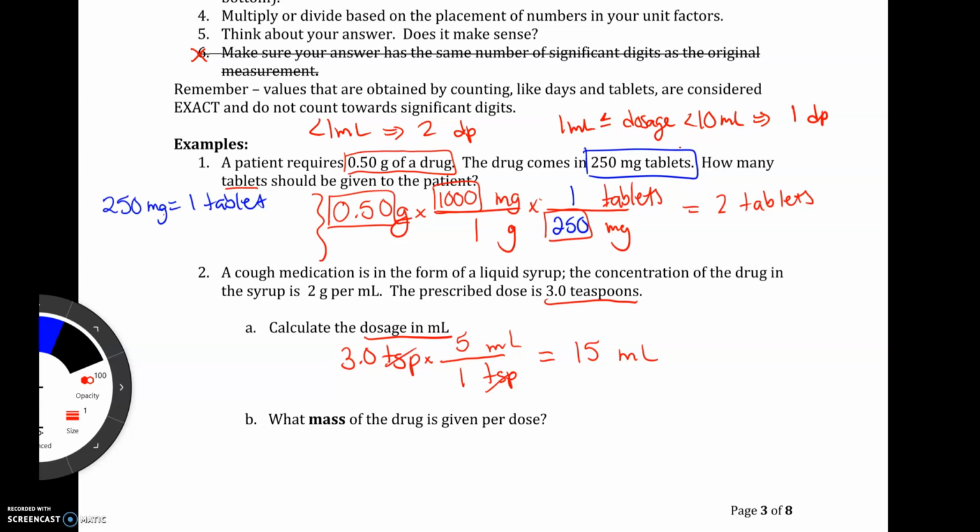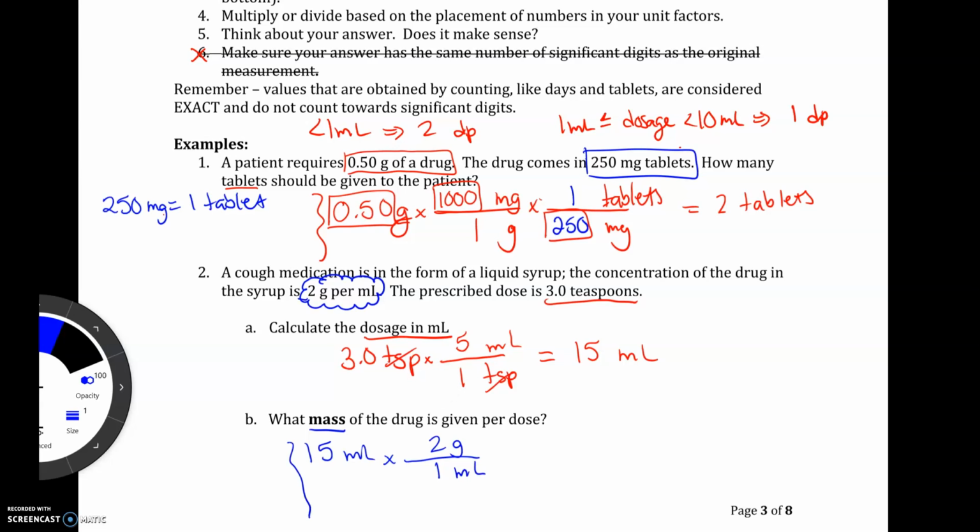Okay, the second part of the question asks me, what mass of the drug is being given per dose? Okay, to figure out the mass of the drug, again, mass is measured in different types of grams, we're going to have to know something about the density of medication in the syrup. And we're told that there are 2 grams per milliliter in this particular medication. So I can take my dosage, 15 milliliters, and multiply by 2 grams per milliliter.